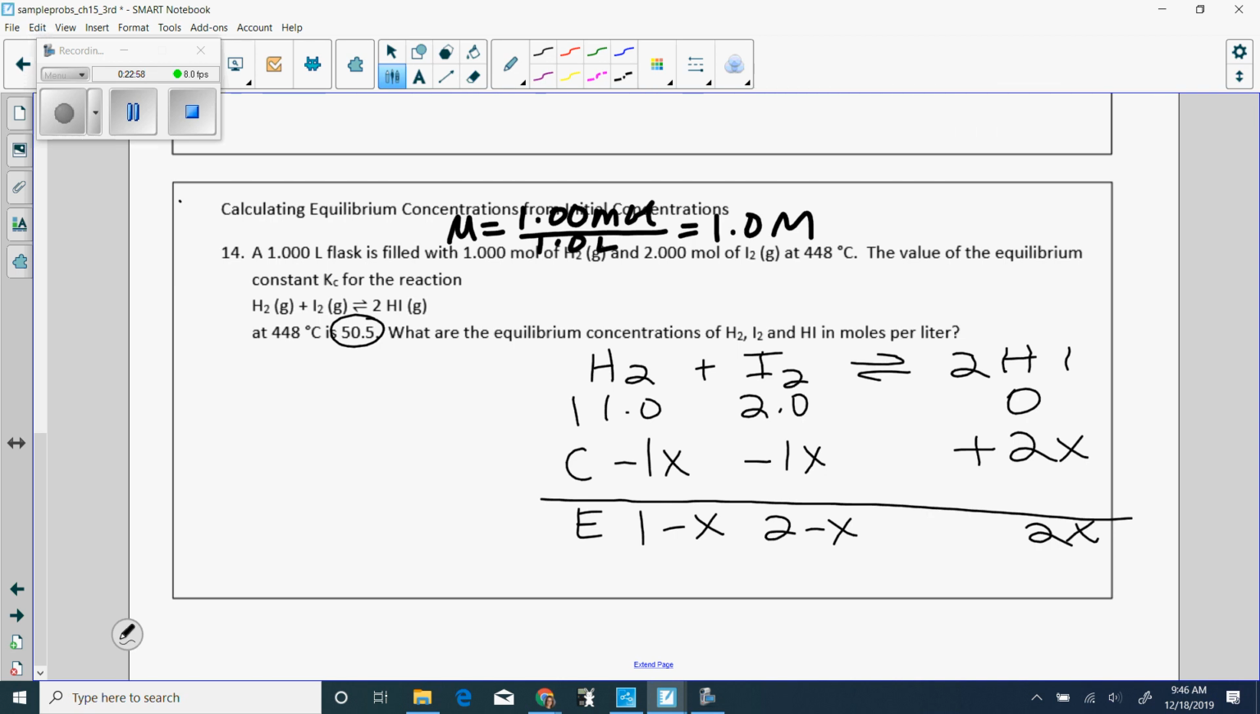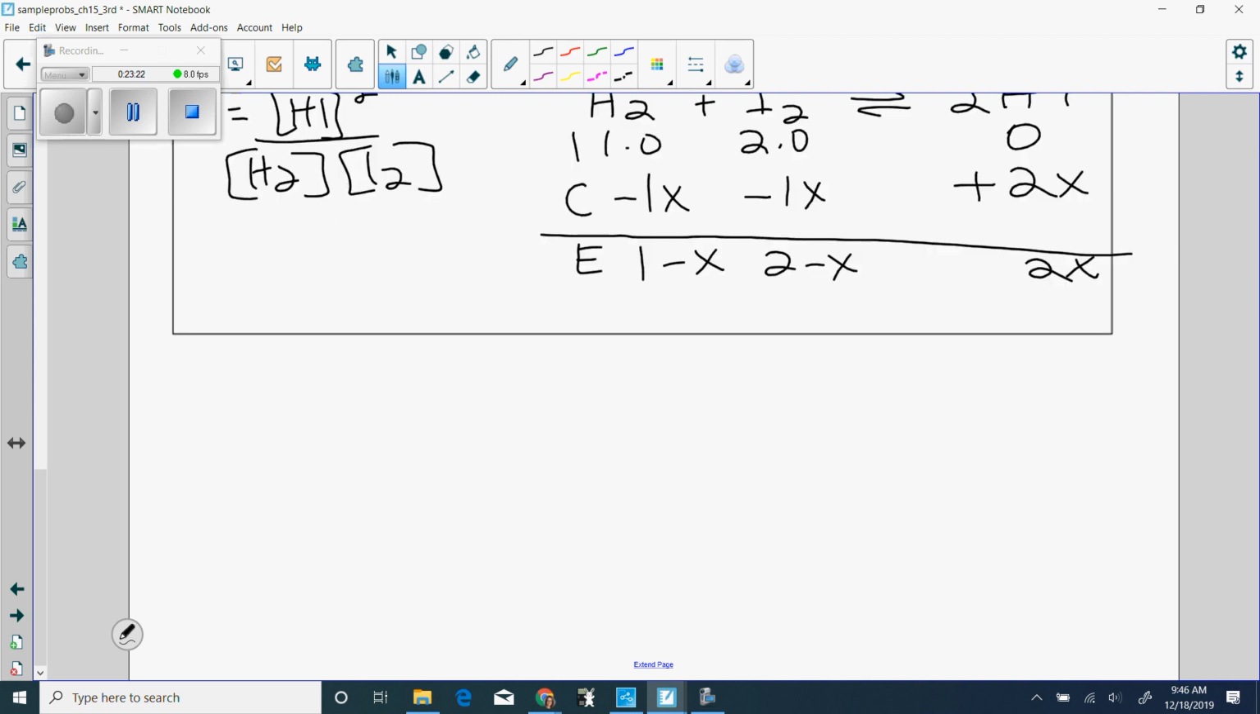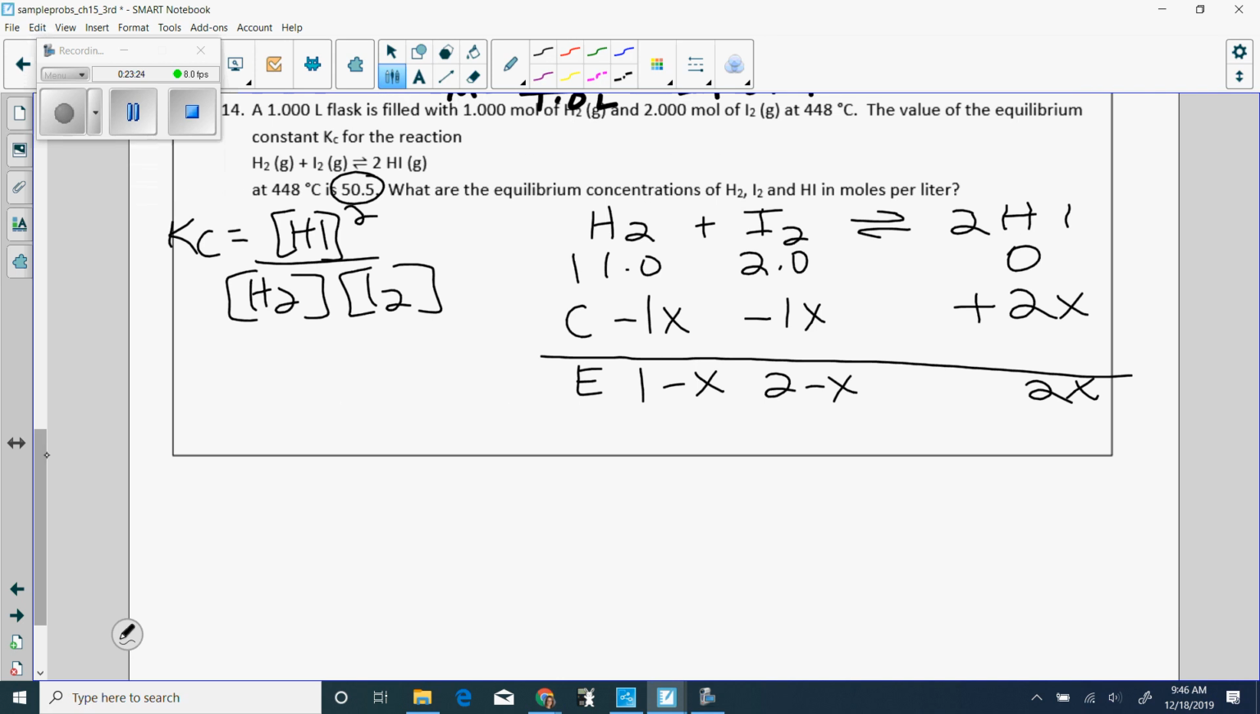My extra number is my K value. I wasn't given an equilibrium number to solve for x. I'm going to have to solve for it using K. I'm going to start by writing my K equation. Products over reactants, my coefficients become exponents. This is like why it's been good that we stretched out and warmed our algebra muscles. 50.5 is K equal to HI squared.